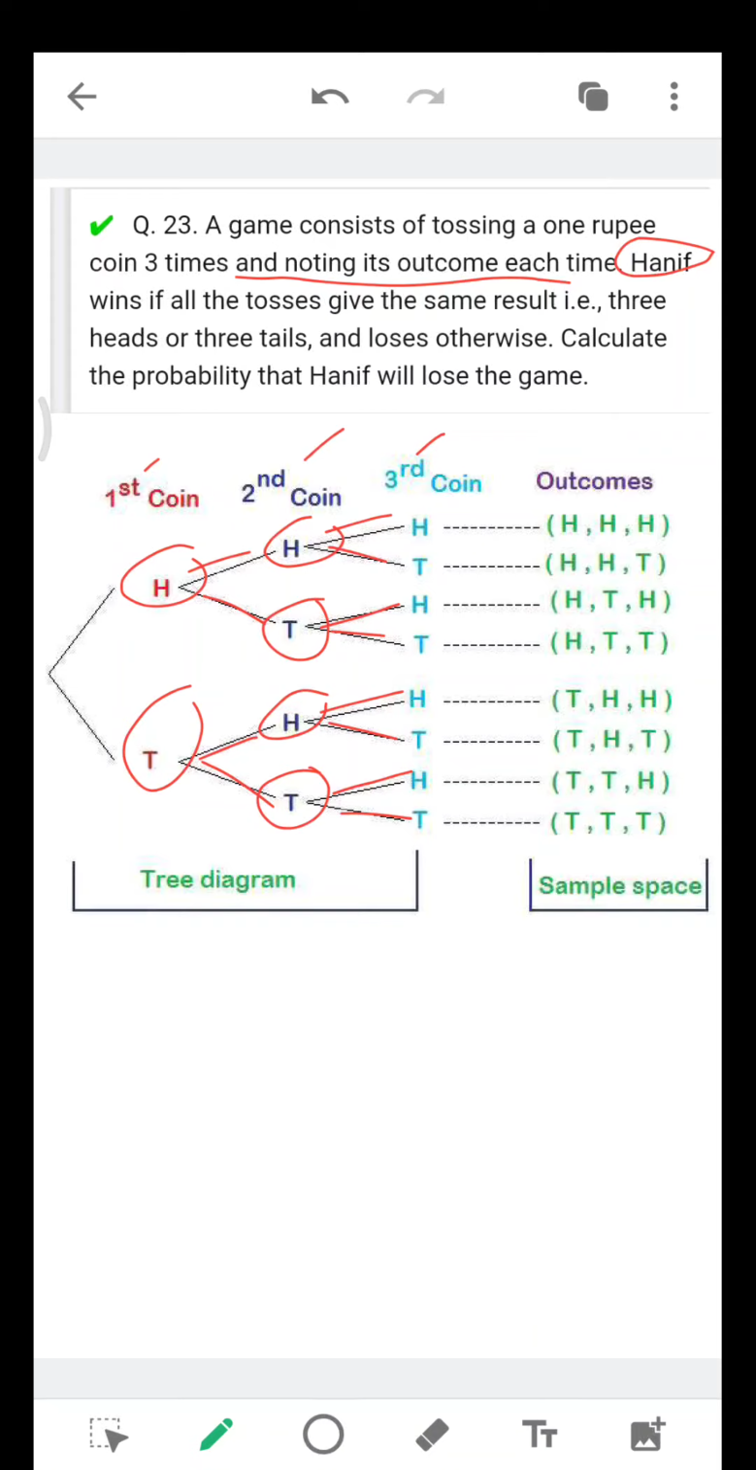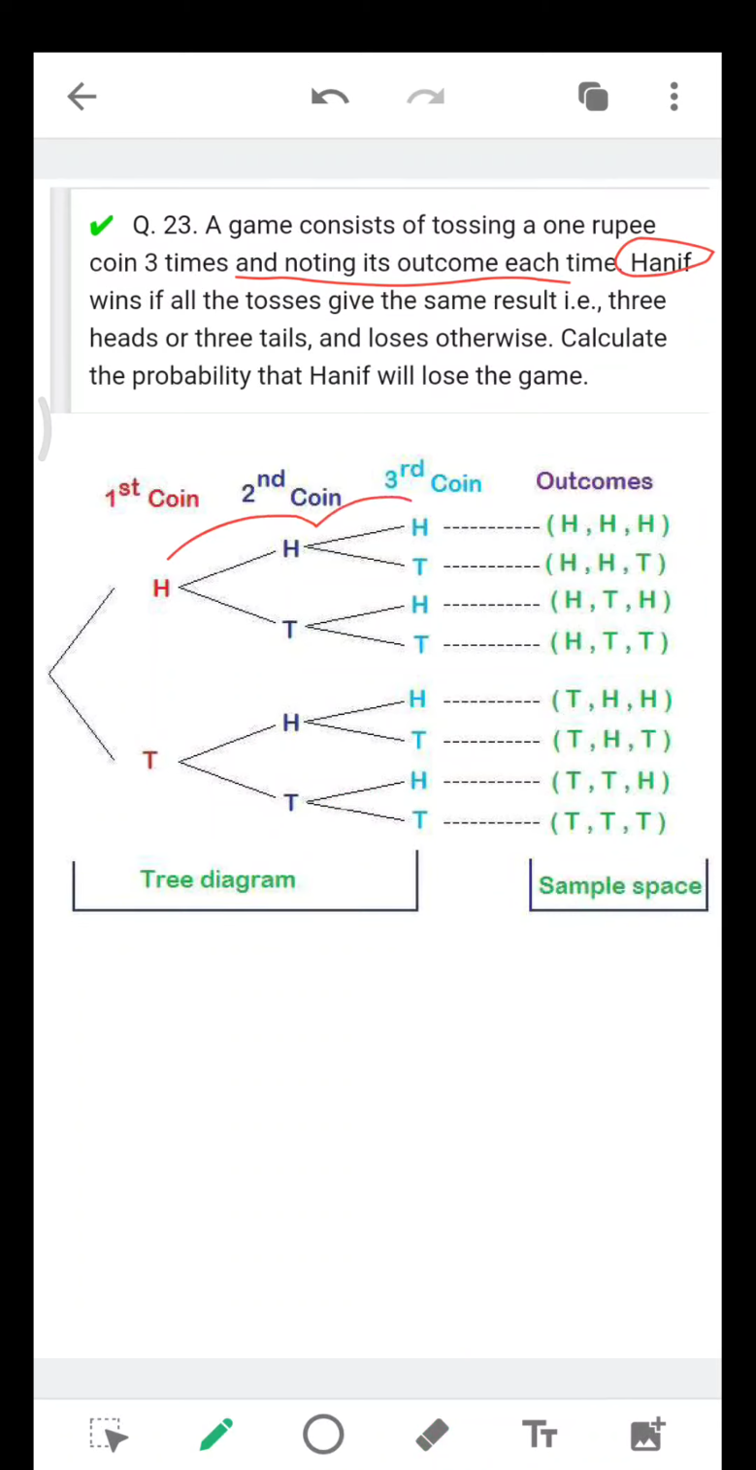Now you have to write the outcomes. You can see the outcomes here. The first one will be HHH. The second one will be HHT. Coming to the second branch, HTH, then HTT. Okay, 4 outcomes we have got.